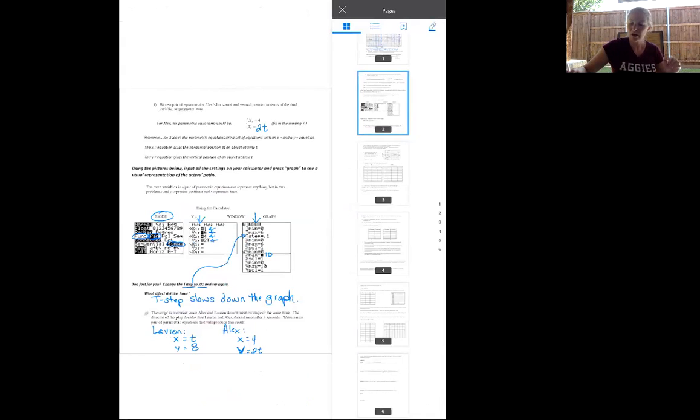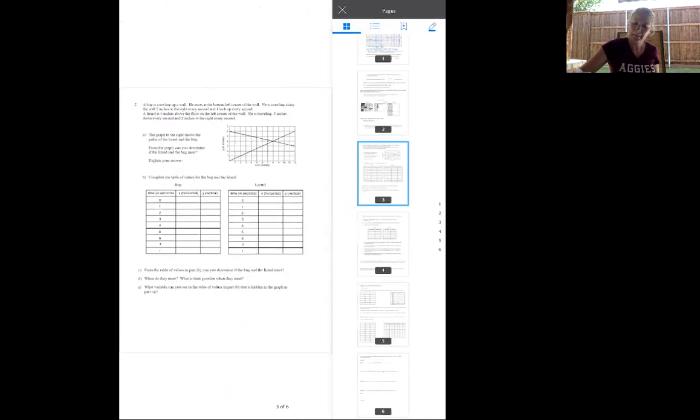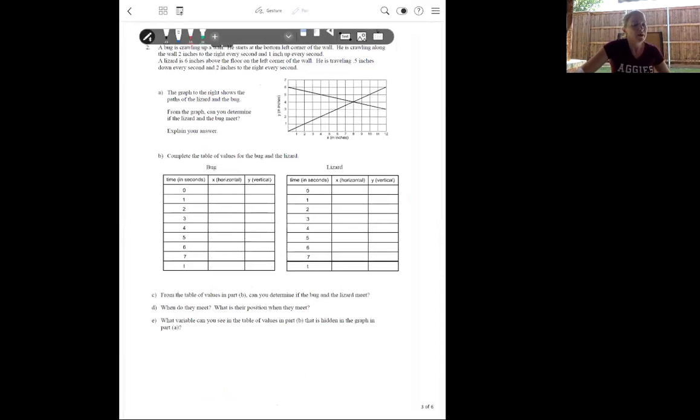All right, let's try another one. A bug is crawling up a wall. He starts at the bottom left corner of the wall. He's crawling along the wall 2 inches to the right every second and 1 inch up every second. A lizard is 6 inches above the floor on the left corner of the wall. He is traveling a ½ inch down for every second and 2 inches to the right every second.